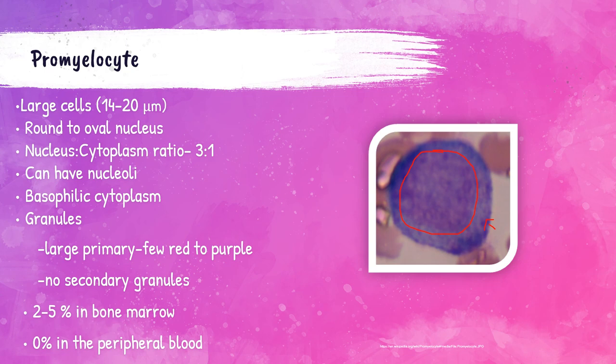They can have nucleoli. So in this particular cell, this right here is that. So this particular cell has one of those. And they also have a basophilic cytoplasm. What I mean by that is they have a dark blue cytoplasm. They have large granules present in them, as you can see in this picture on the right-hand side. So I'm talking about these granules here. Kind of hard to see on that picture, but most of them have really, really prominent granules in them.